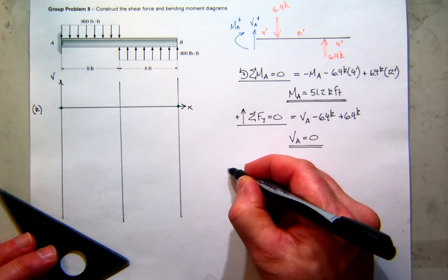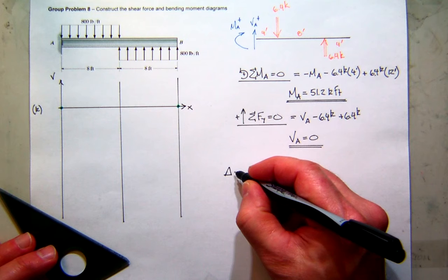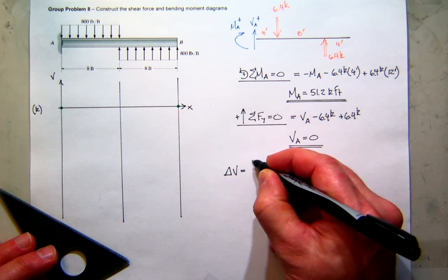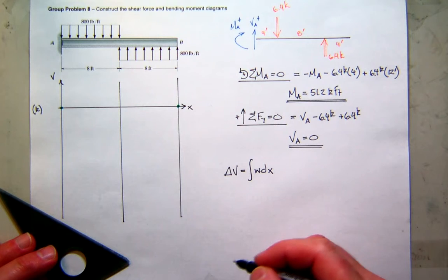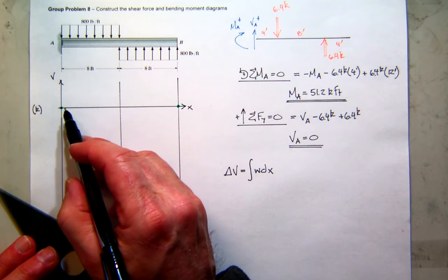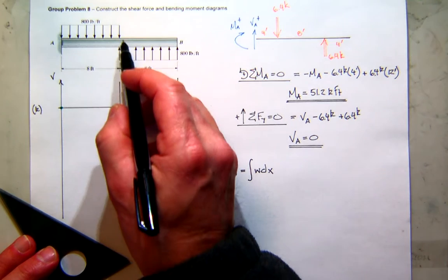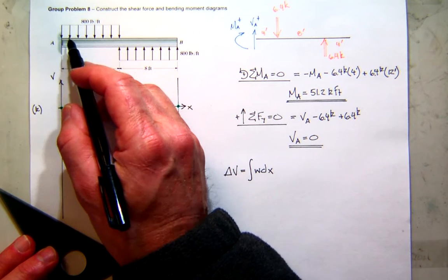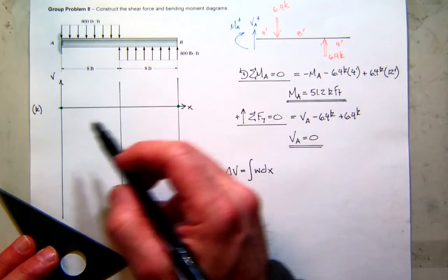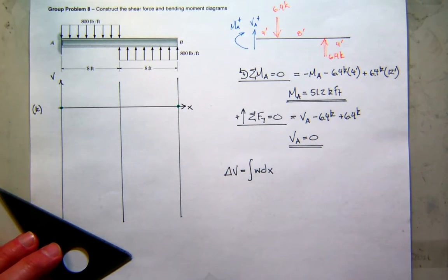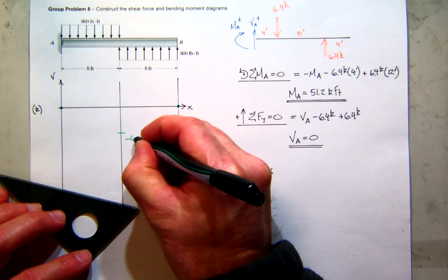Now remember, our integral relationships tell us that the change in shear between any 2 points is the area under the load diagram. So the change in shear over the first 8 feet should be equivalent to the area under the load diagram, which is what? We found that already, 6.4, and it's negative. So 0 minus 6.4 is negative 6.4.